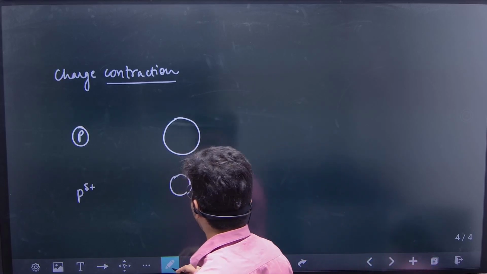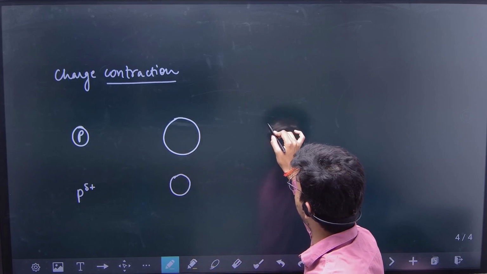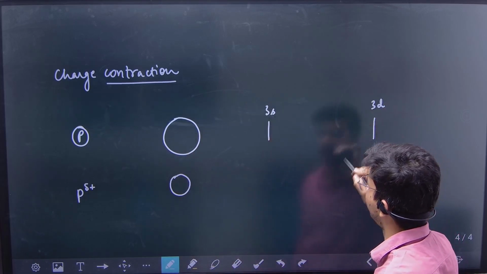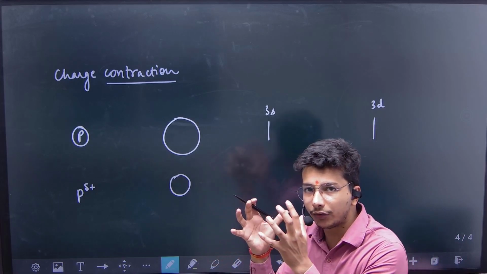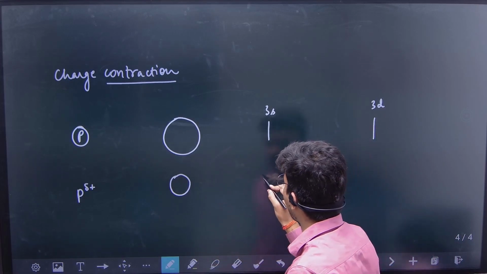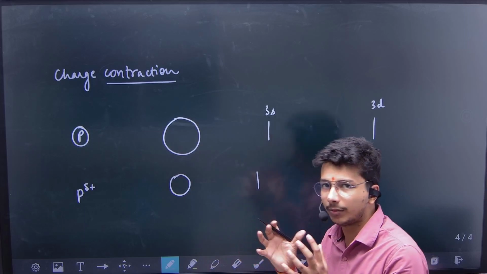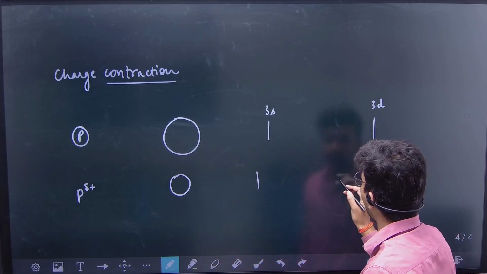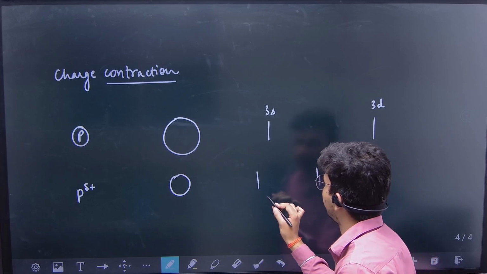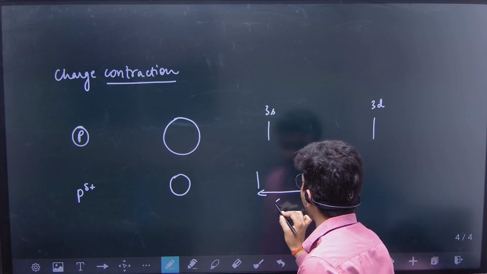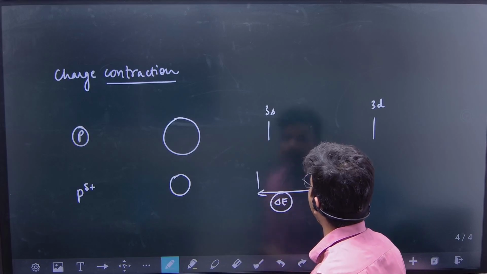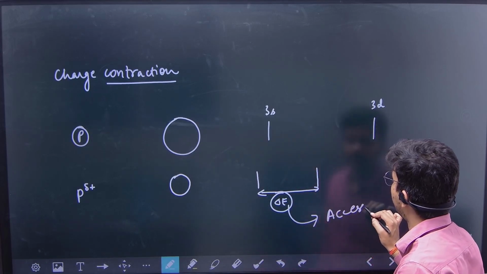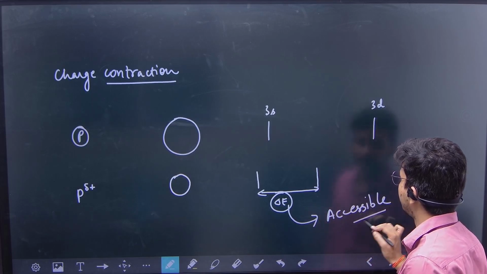What happens when size decreases is, this is the 3s orbital and this is the 3d orbital in case of normal phosphorus. But if size decreases, the orbitals contract. The contraction of the 3s orbital is not very much because it is already very close to the nucleus, but the 3d orbital gets contracted very much, and hence the energy gap decreases considerably, and this energy gap now becomes accessible.